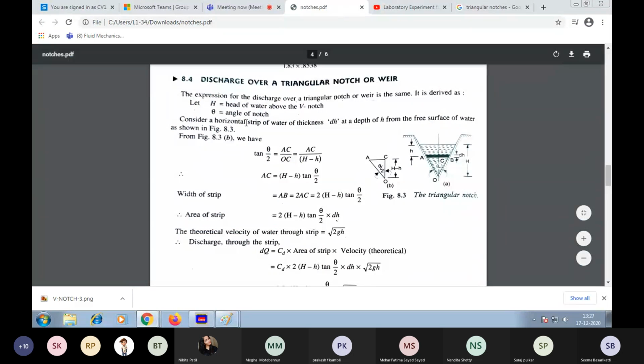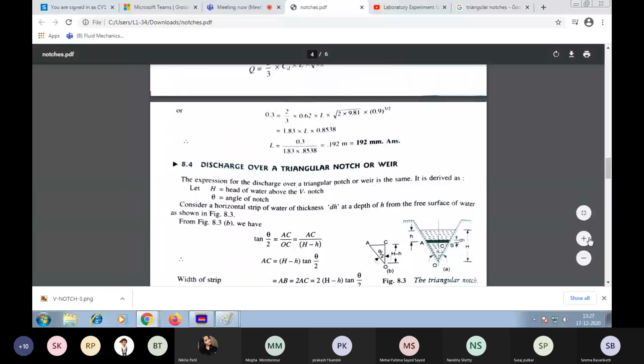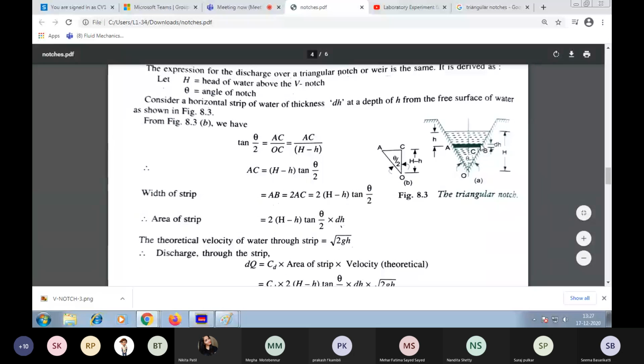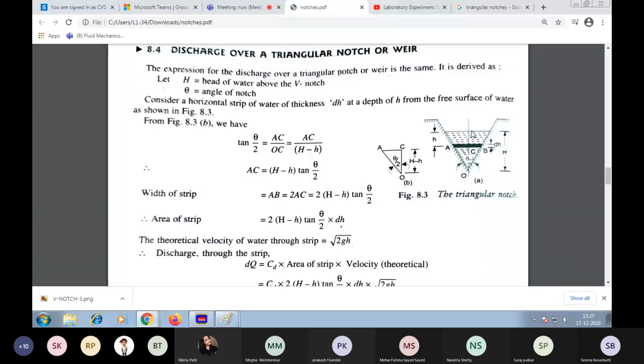Now consider a horizontal strip of water of thickness dH. I am going to take this strip, and the thickness of this strip I am going to take as dH, and h is the height of this strip from the free surface of the liquid. Now the entire angle was theta. If you divide it, then this particular triangle is a right angled triangle, so the angle made by this will be theta divided by 2.